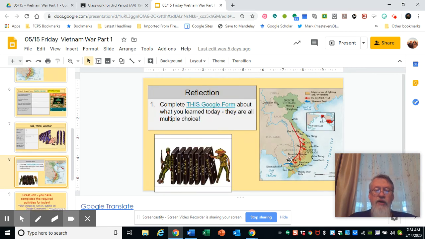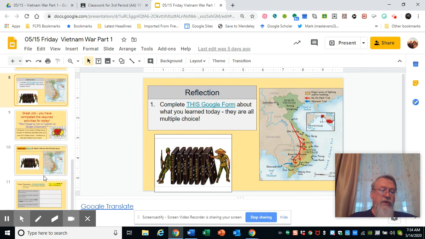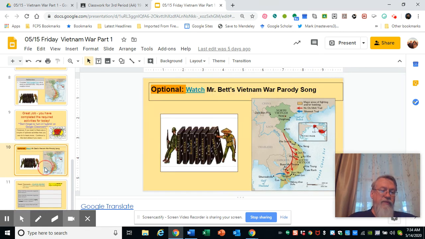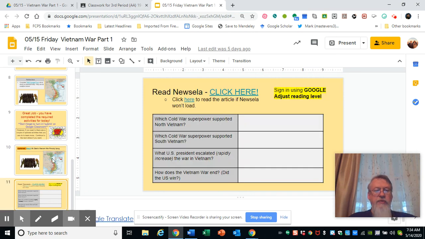Then your reflection survey, and again, it has the map and it has another version of this domino theory thing. But make sure you do the reflection survey, and then you have an optional activity and a second optional activity. So make sure after you do the survey, after you do the activities, you turn in the whole thing.